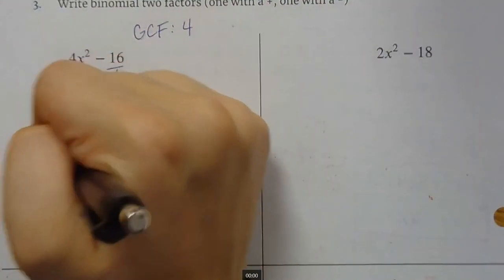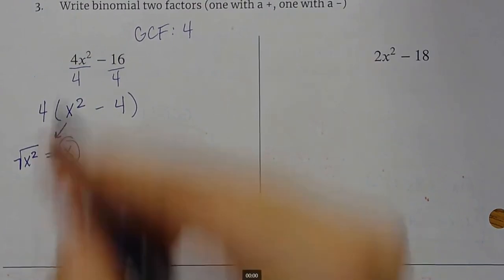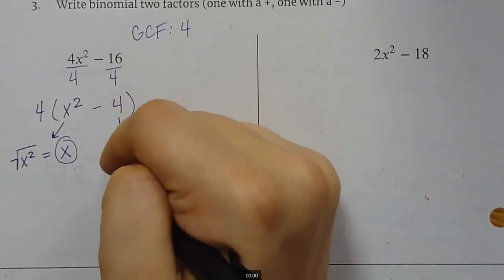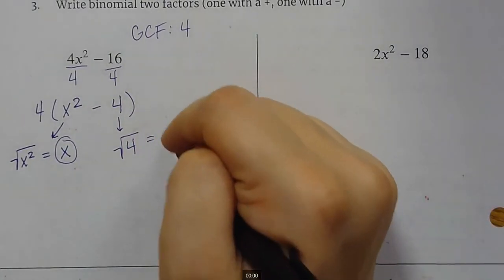So I want you to circle what we find. After we take a square root, let's circle it. Then we take the square root of the next term, and we're ignoring the minus sign. So the square root of 4, what's the square root of 4? 2. So I'm going to circle that.